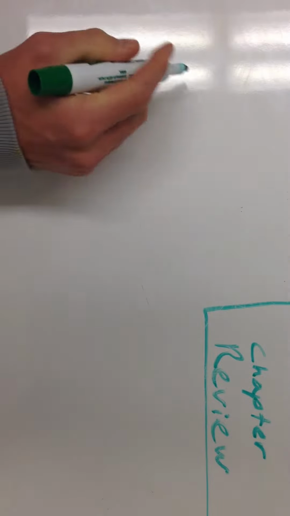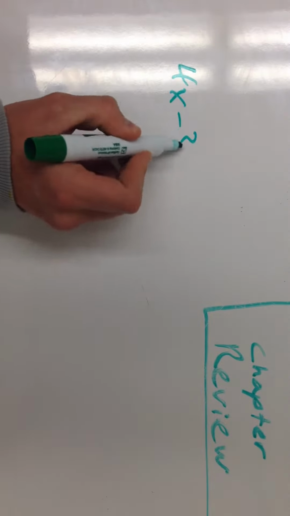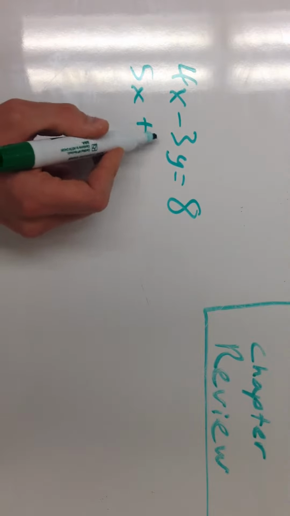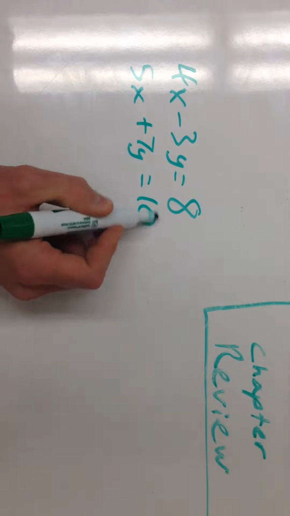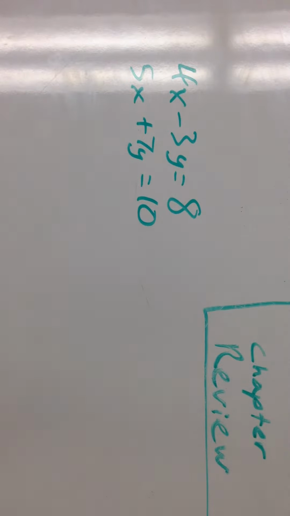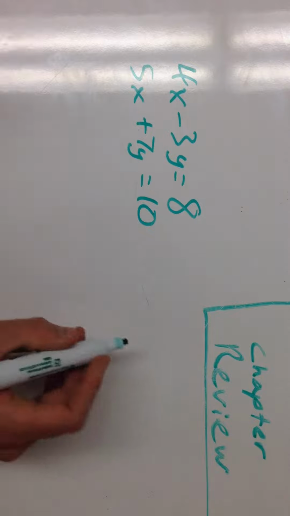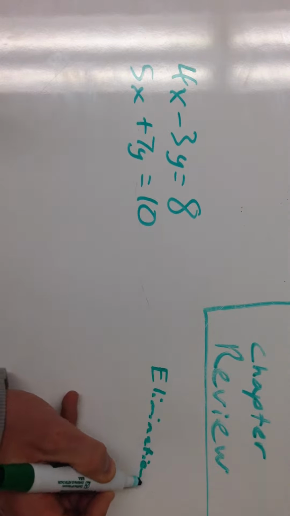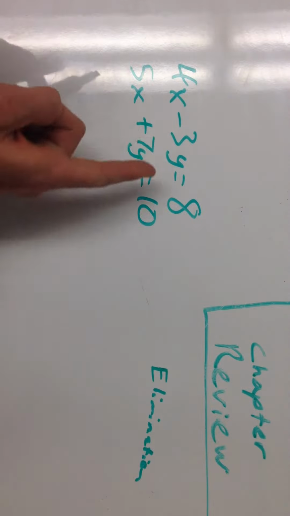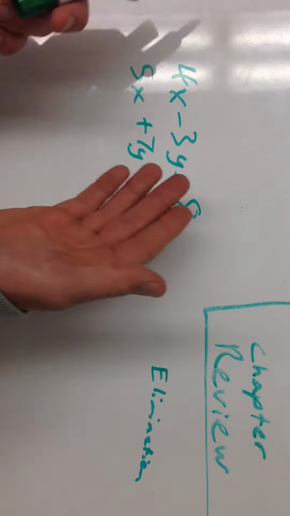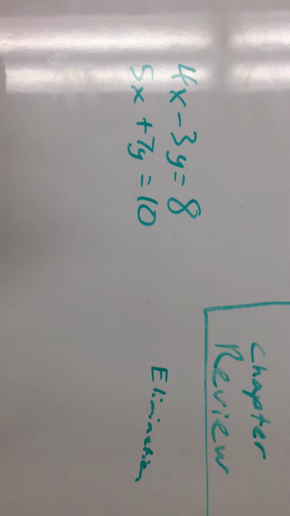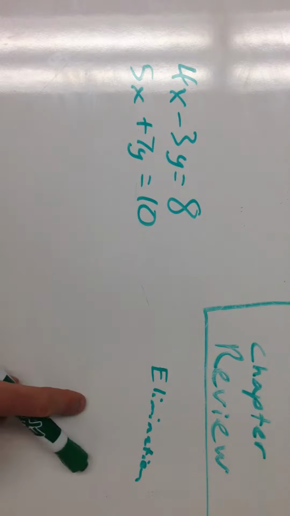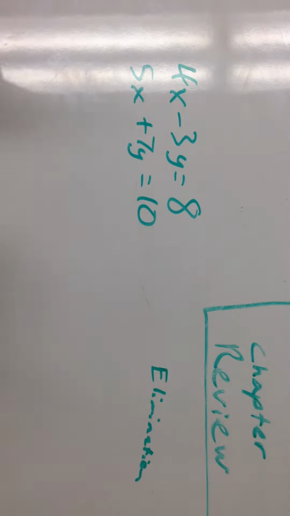The very last question is this one. It's 4x minus 3y equals 8, and 5x plus 7y equals 10. So this one I want to solve with a strategy called elimination. I want to solve it with elimination because I've got two variables, both on the left side. They're both in what we call standard form. If you're struggling with this stuff, go back to my previous videos and look up videos for elimination and substitution.